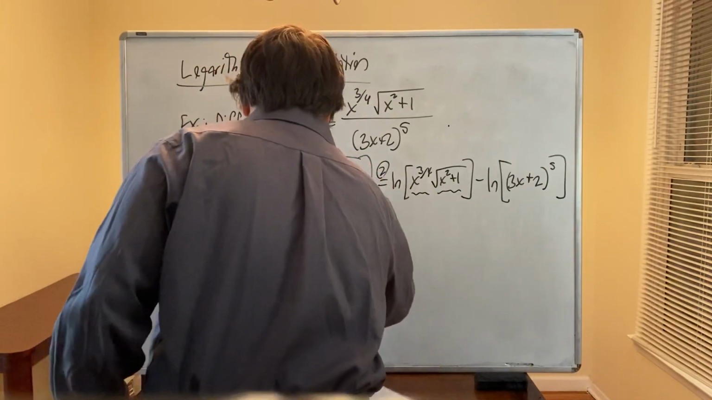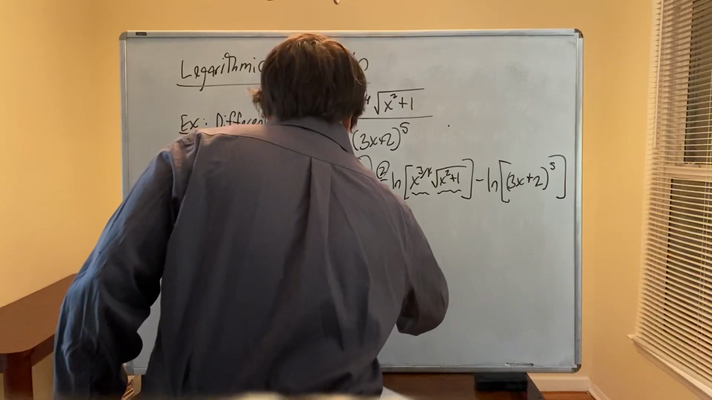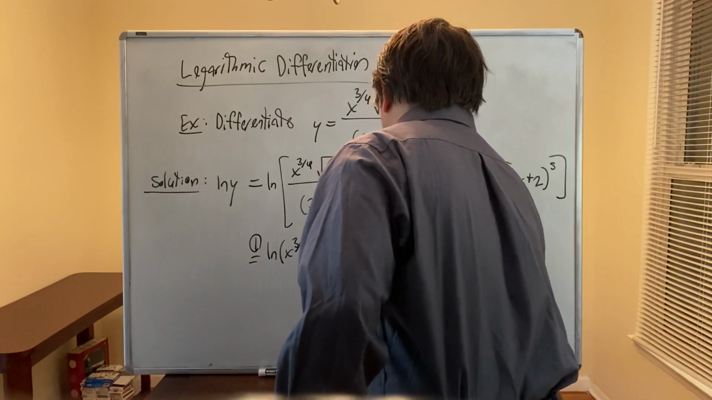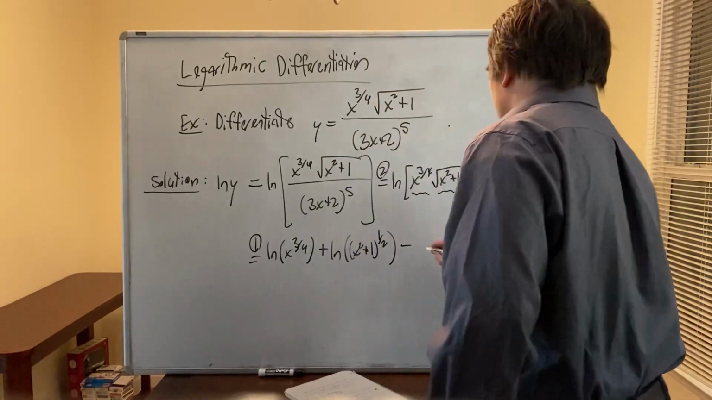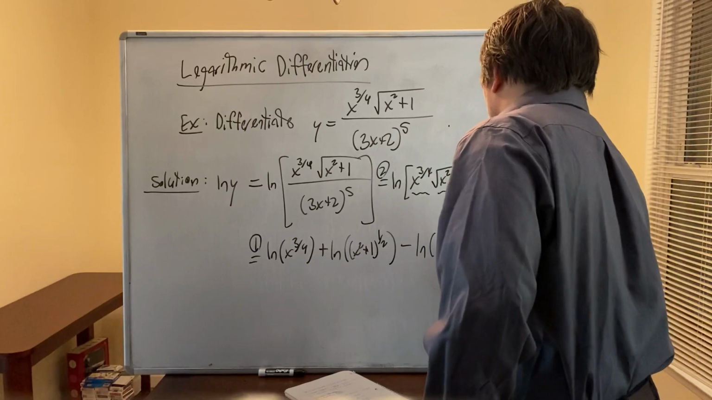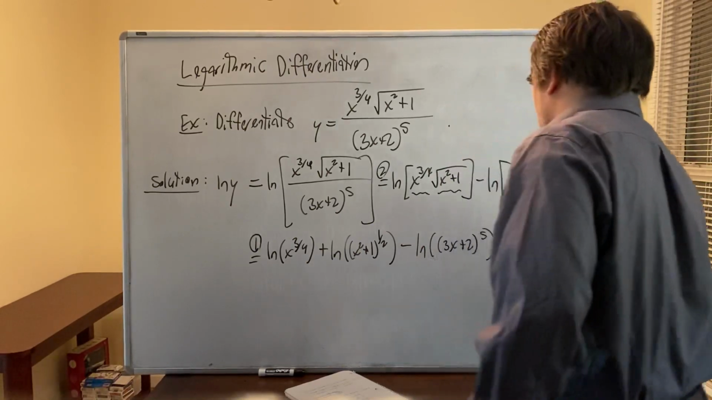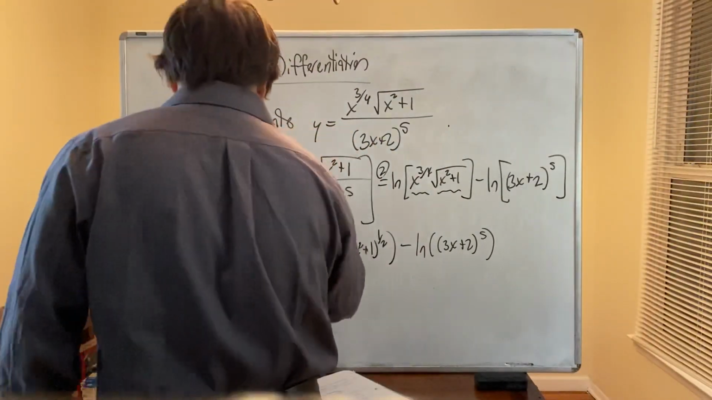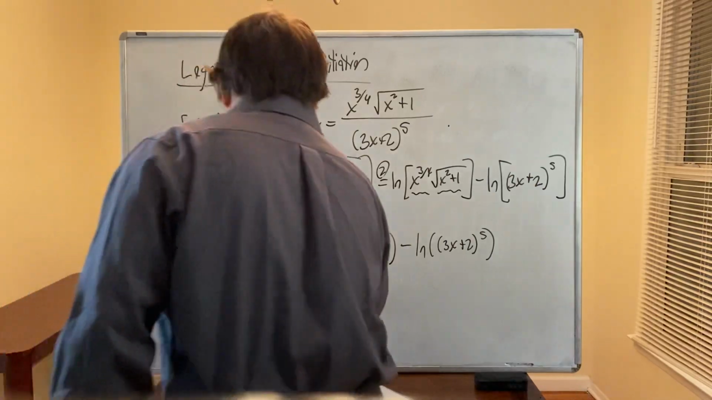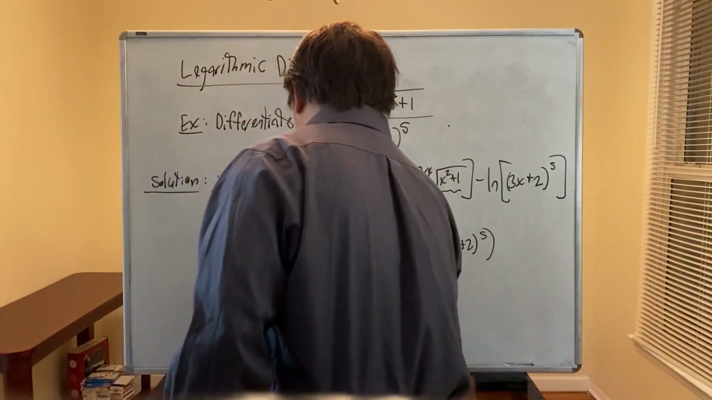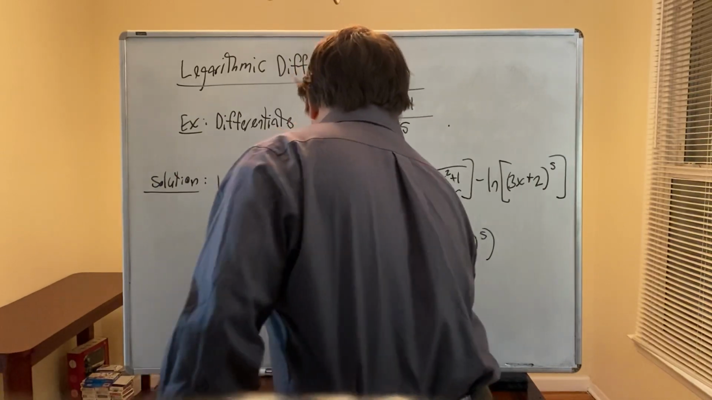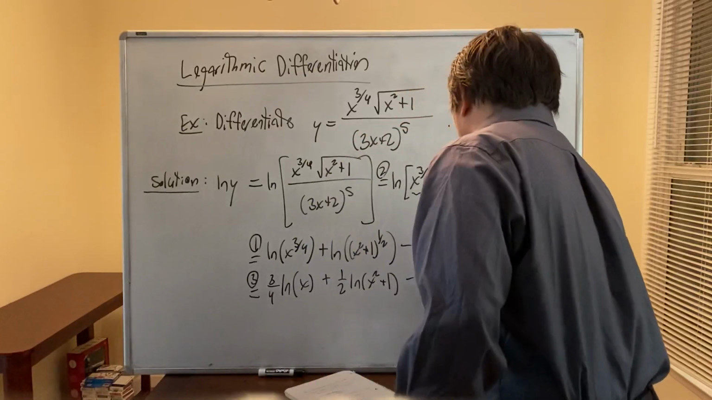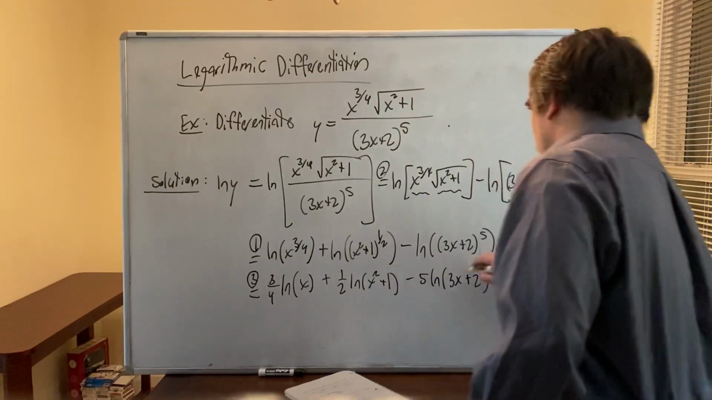So ln of x to the 3/4 plus ln of, instead of the square root of x squared plus 1, I'm going to write it in exponential form: x squared plus 1 to the 1/2. And then this is minus ln of 3x plus 2 to the 5th power. Okay? Then I'm going to move the exponents in front. I'm using the third law of logarithms to move the 3/4 as a coefficient here. And I get 3/4 ln of x plus 1/2 ln of x squared plus 1, minus, moving the 5 in front, minus 5 ln of 3x plus 2.